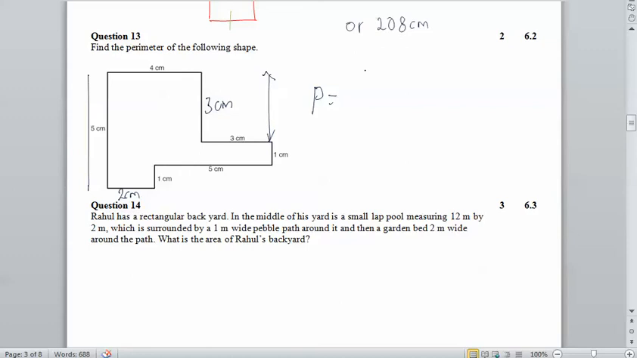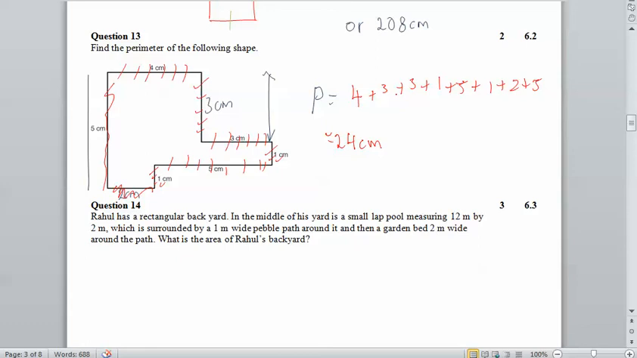So the perimeter we've got, well, let's just go around. We've got 4 plus 3 plus 3 plus 1 plus 5. And when you're doing these, you might want to highlight just to make sure that you've got all the lengths. Plus 2 plus 5. So 4 plus 3 plus 3 plus 1 plus 5 plus 1 plus 2 plus 5 is equal to 10, 16, 18, 23. 8, 13, 14, 24. 24 centimetres. It's not centimetres squared. Okay.